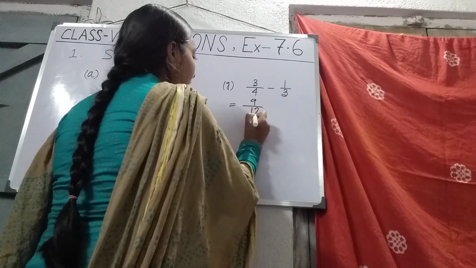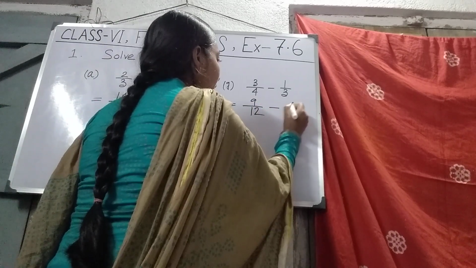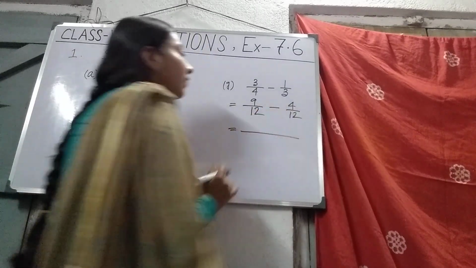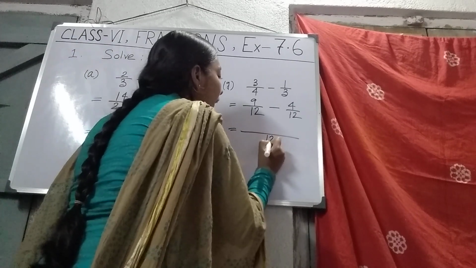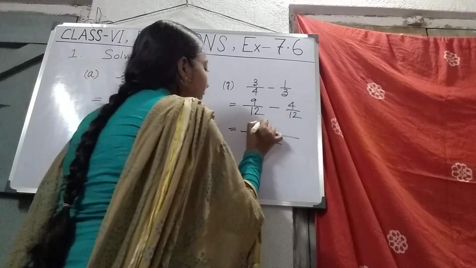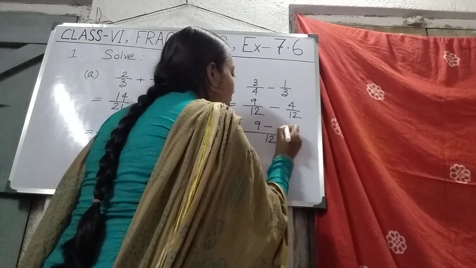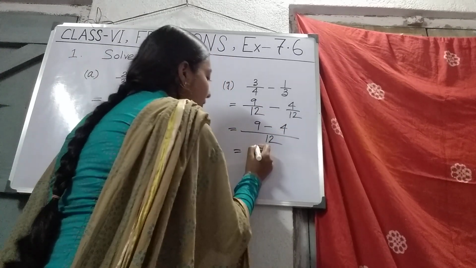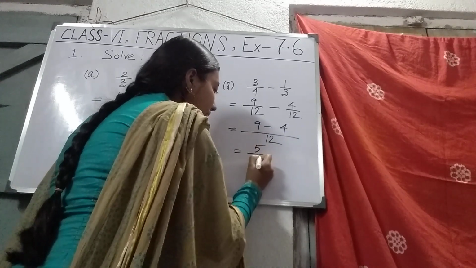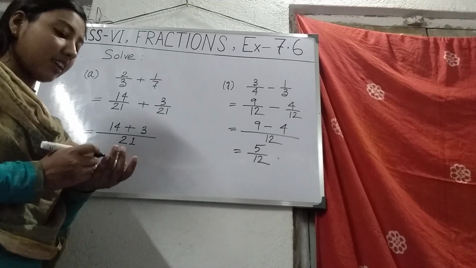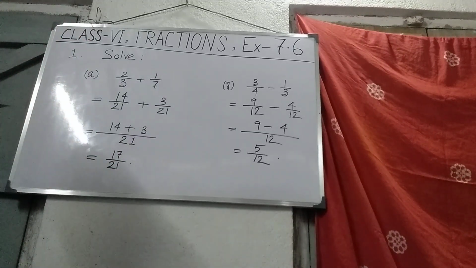So the first one is 9 upon 12 and the second one is 4 upon 12. Now we have to take the LCM of these two 12, that is the number itself, 12 only. Now for numerator we have to take the same value, minus sign, again 4. So 9 minus 4 comes 5 upon 12. We cannot reduce this fraction, so this will be the answer. Okay. And the remaining sums of question number 1 will be your homework. You will try at home. Now we move to the next question.